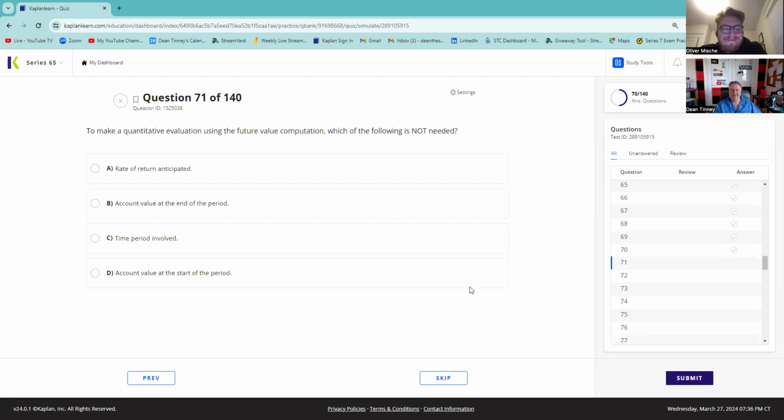A quantitative evaluation using the future value computation. Which of the following is not needed? So think about inputs and outputs. You would need the rate of return. You would need the time period involved. Future value computation.